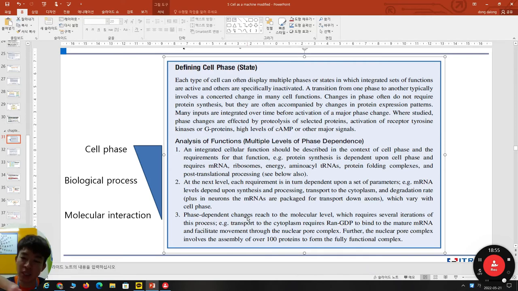And then finally, you try to understand the molecular interaction, like YAP-TAZ binding, or the nuclear pore inside and outside, or how mRNA transcription is highly accelerated, which you can see in the molecular interaction.